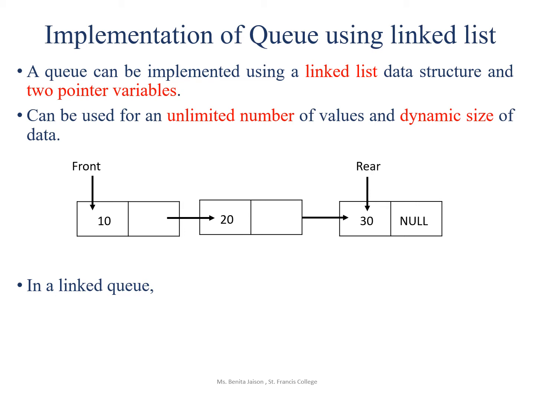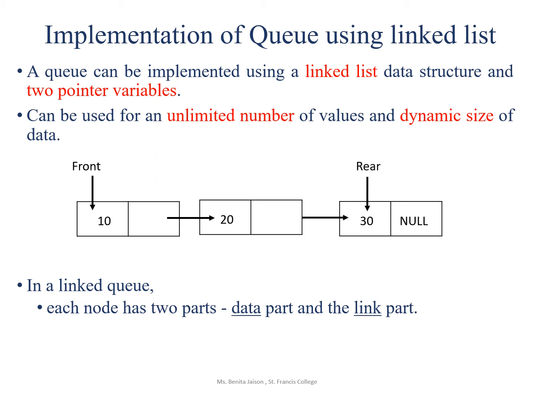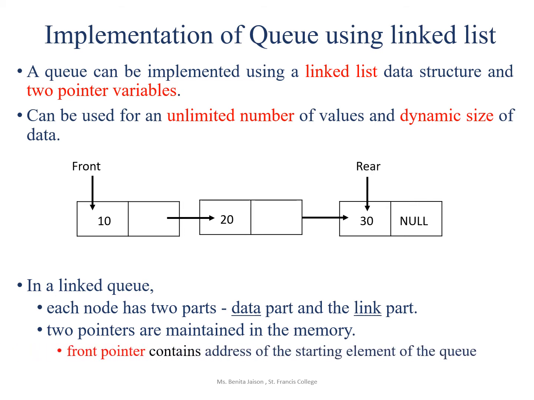In the linked list implementation of queue, we make use of a node structure which consists of two parts. One is the data part and the other is the link part. The two pointers maintained in memory are the front pointer, which contains the address of the starting element of the queue, and the rear pointer, which contains the address of the last element in the queue.